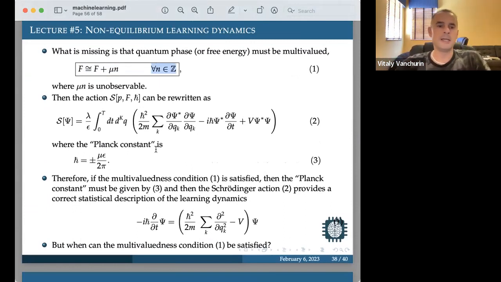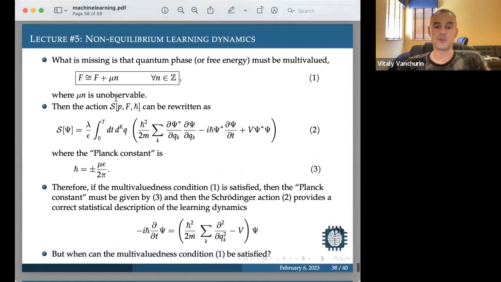But we don't have that yet. The bottom line is that if we do have what I'll call the multivariateness condition, so basically, f is a multivariate function, and if it is satisfied, then we have a Planck constant described by equation number 3, and the Schrodinger equation is the correct action to describe the system according to the stationary entropy production principle. And this is the equation that we get. But the main question is how to get this multivariateness condition satisfied, how to make sure that this shift is unobservable. And that's what I'm going to tell you next.